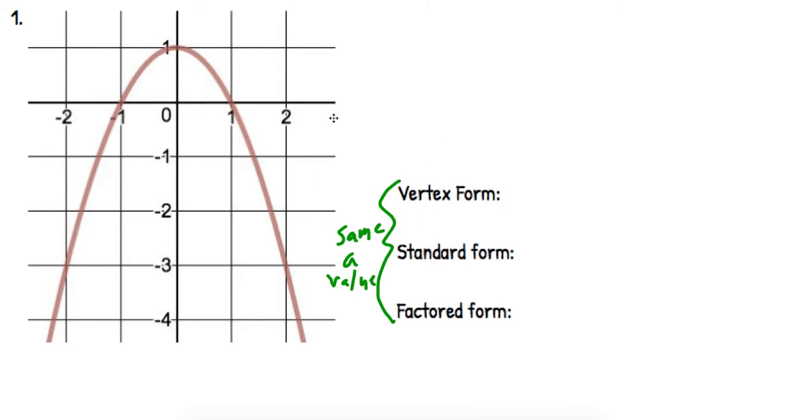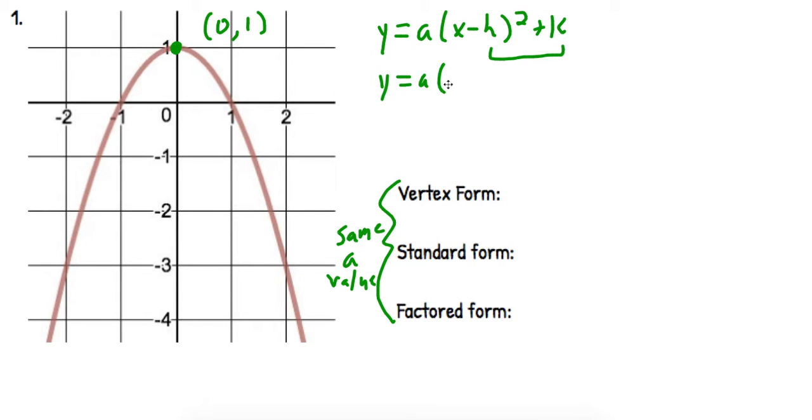So let's start with vertex form since I can clearly see what the vertex is. The vertex is (0, 1). So what I know so far about vertex form is it's going to be in the form y equals a times (x minus h) squared plus k. And I know that the h and the k is the x and the y of my vertex. So this is like saying y equals a times (x minus 0) squared plus 1. Or more simply, y equals a times x squared plus 1.